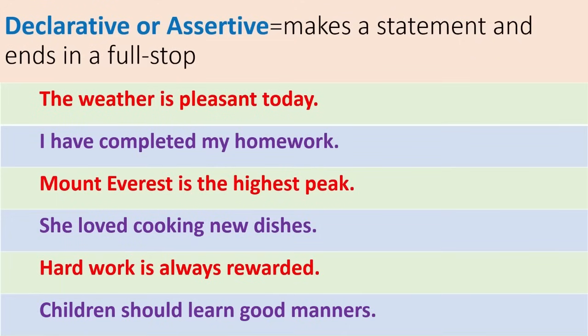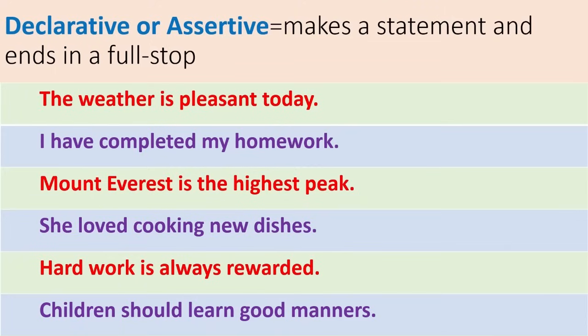Almost all the sentences we use in English can be called declarative or assertive if they make a statement and the sentence ends in a full stop. Here are 6 examples for you. You can check all the sentences that are there in the different videos which I have uploaded and mark them as assertive or declarative if you think that they belong to this category. In this way, you will learn to frame sentences very easily.